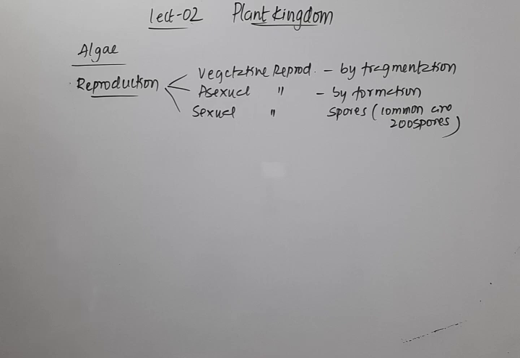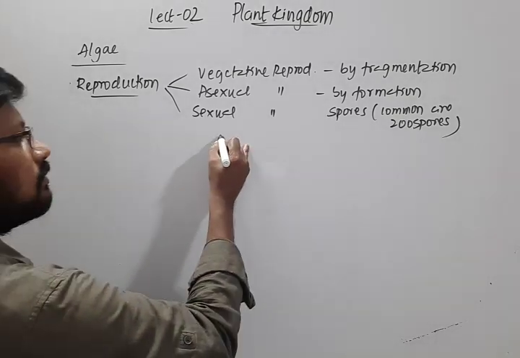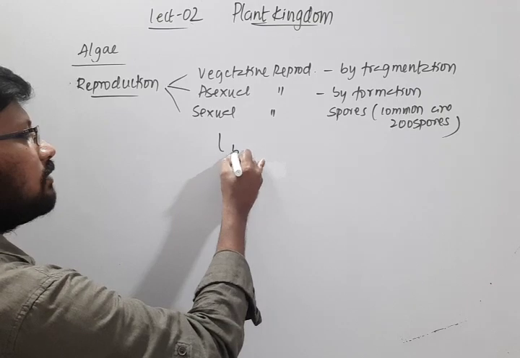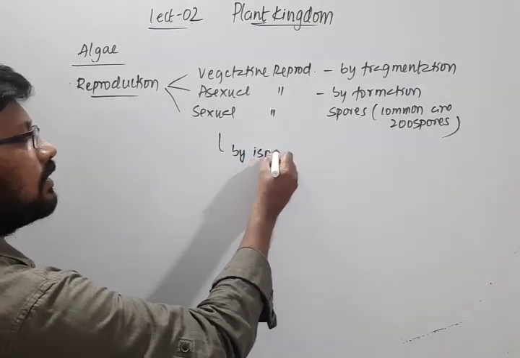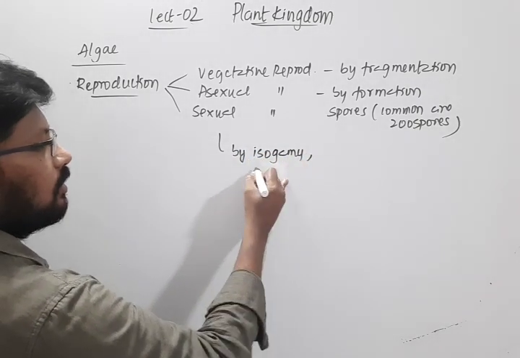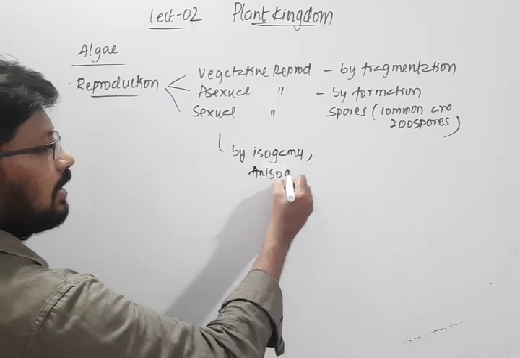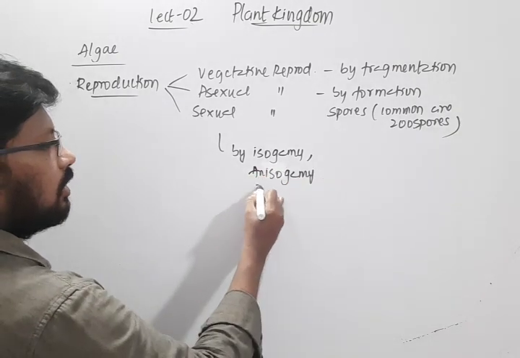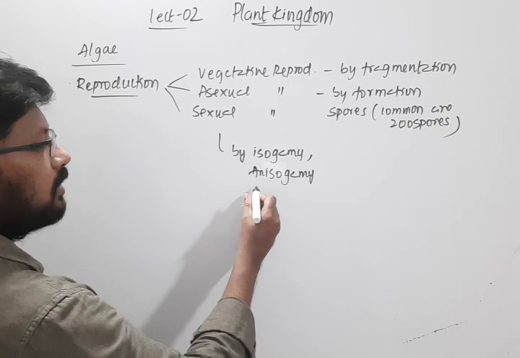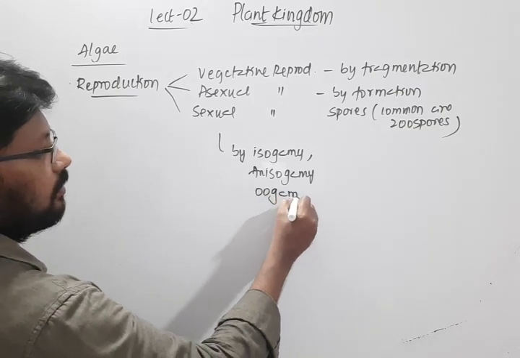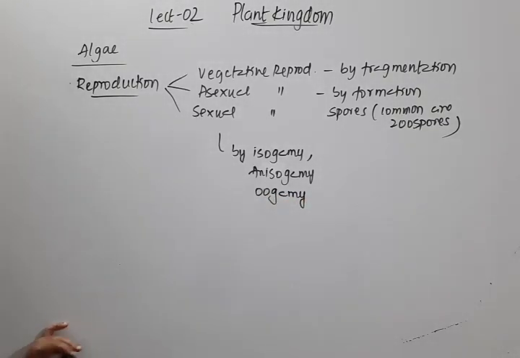And coming to the sexual mode of reproduction, that may be by isogamy, or by anisogamy, or by oogamy. That I will discuss later. So first we'll see the vegetative mode of reproduction by fragmentation.